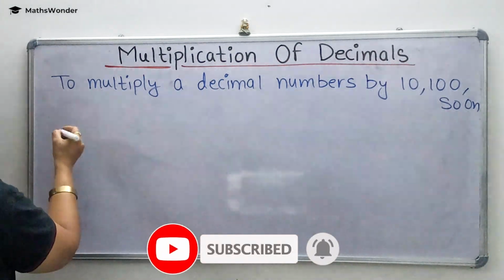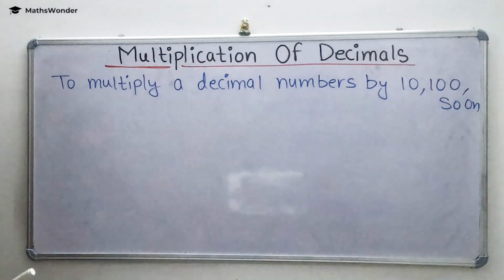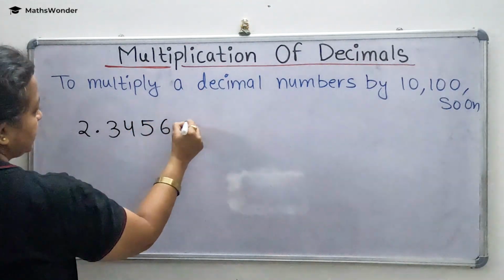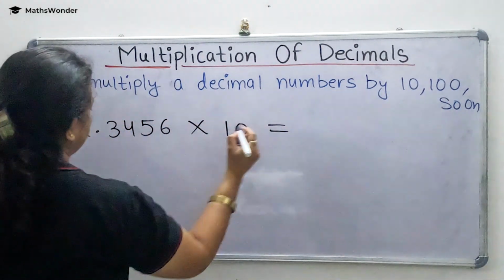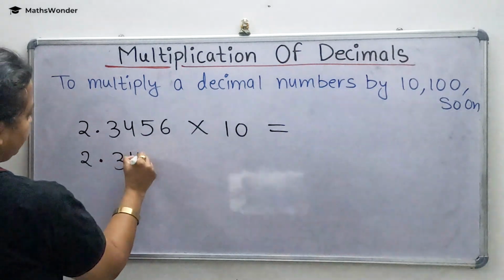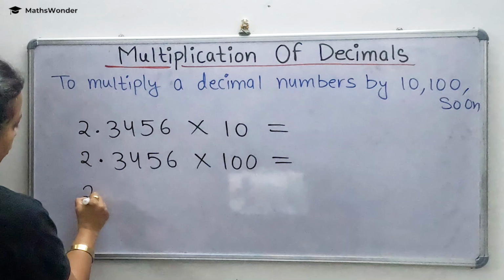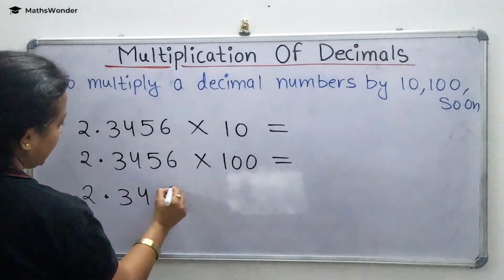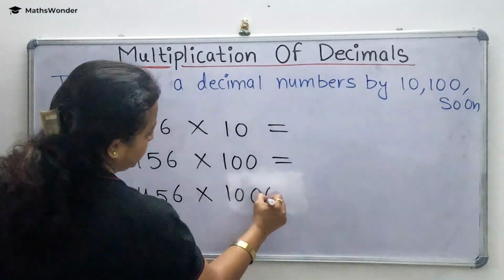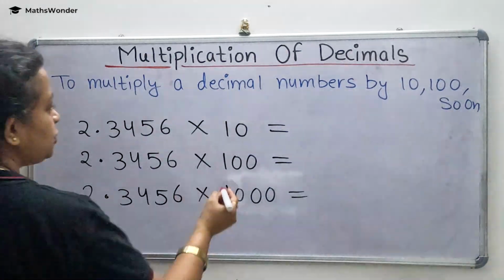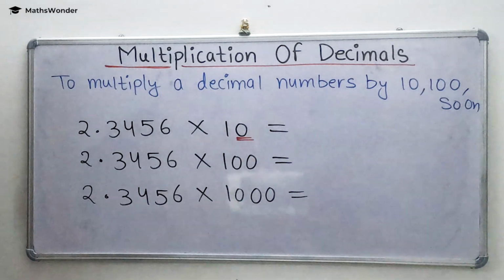Suppose your number is, I am explaining with an example. Suppose your question is 2.3456 multiplied by 10, 2.3456 multiplied by 100, 2.3456 multiplied by 1000 and so on, okay? I am explaining 3, then you can do many. Now in this case, you will check how many zeros are here. Here is 1 zero, right?